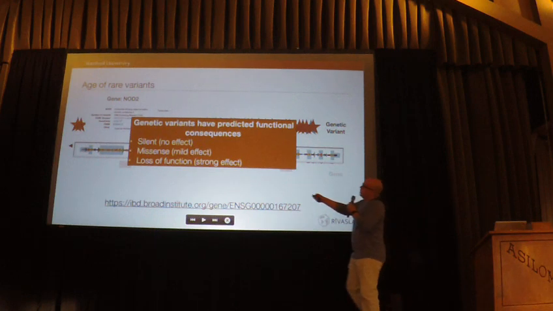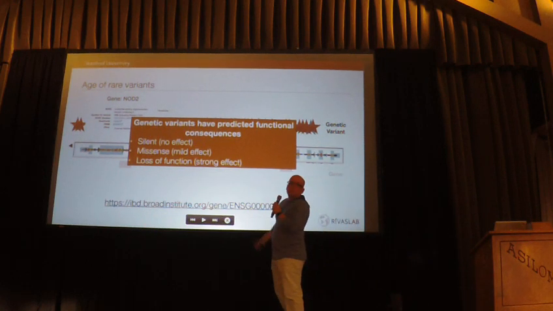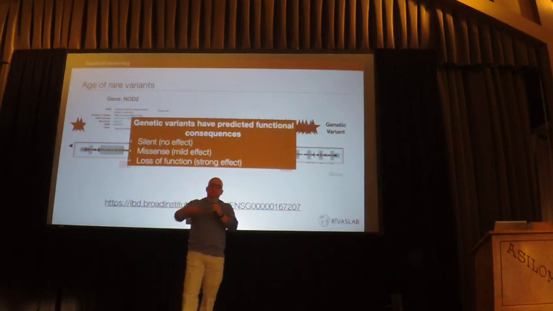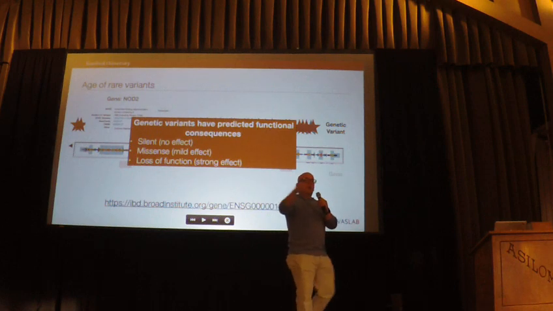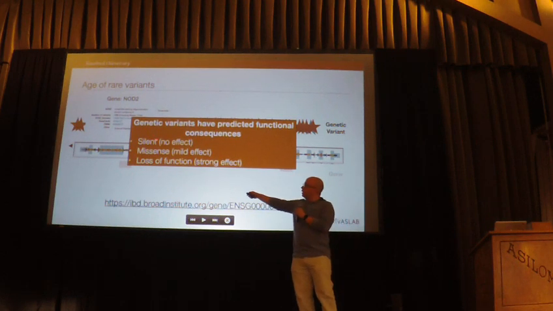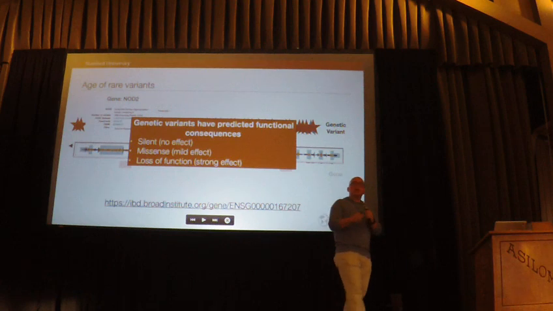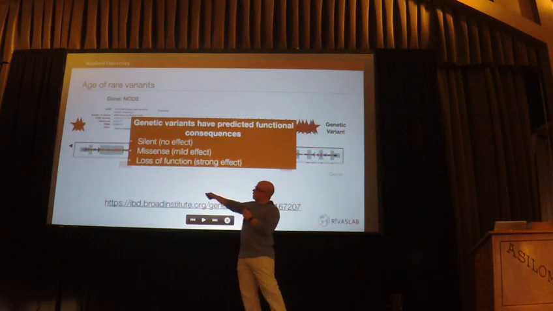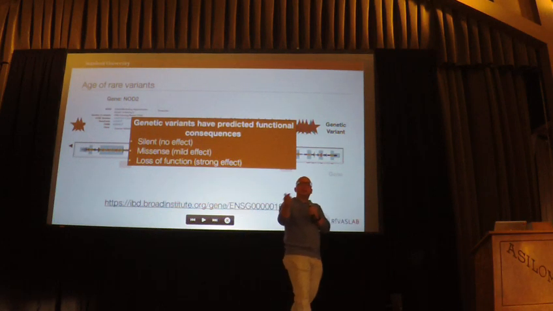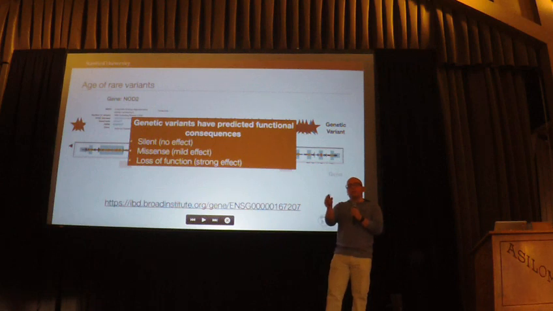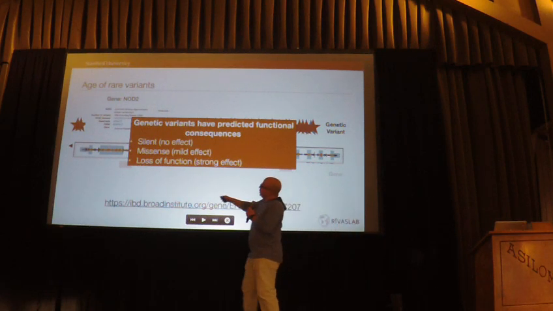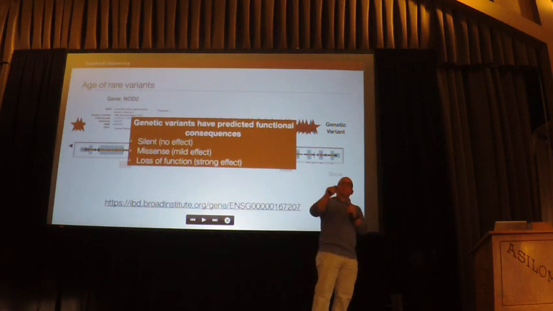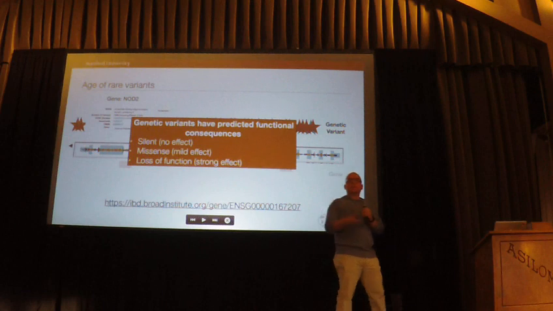These genetic variants or mutations have predicted functional consequences. For example, for some of the mutations that you see, you can predict in silico, by taking the genetic code, that it's supposed to have a silent or very benign effect on gene function. Similarly, you can take the genetic code and predict that it'll change the amino acid of the protein at a particular location. In addition, you can also predict that some mutations lead to loss of function effects, meaning that it completely knocks down the function of the gene.